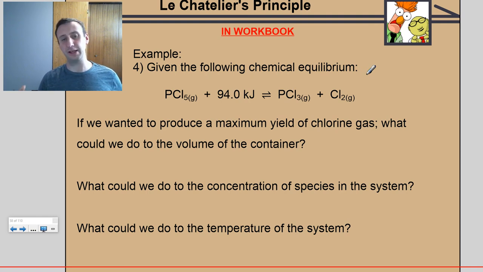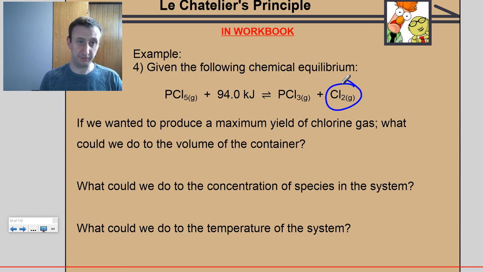All right, so let's take a look at a full equilibrium here and try to figure out what we could do in terms of concentrations, volumes, everything else. So if we wanted to produce a maximum yield of chlorine gas, we want to get as much of this as possible. How could we change the volume of the container? What could we do to the concentration of species in the system? And what could we do to the temperature of the system in the end? So try to take a look and figure out all the stresses that would cause a maximum yield of Cl2.